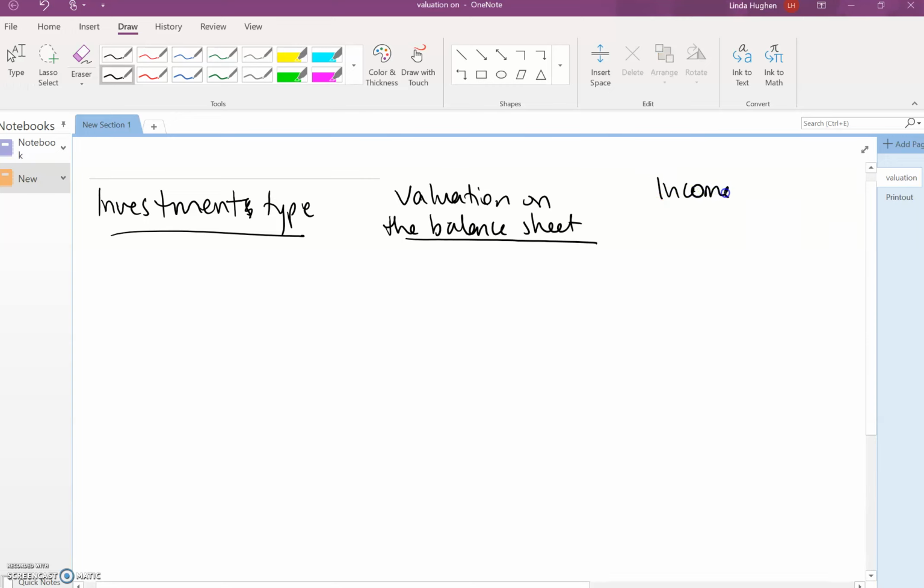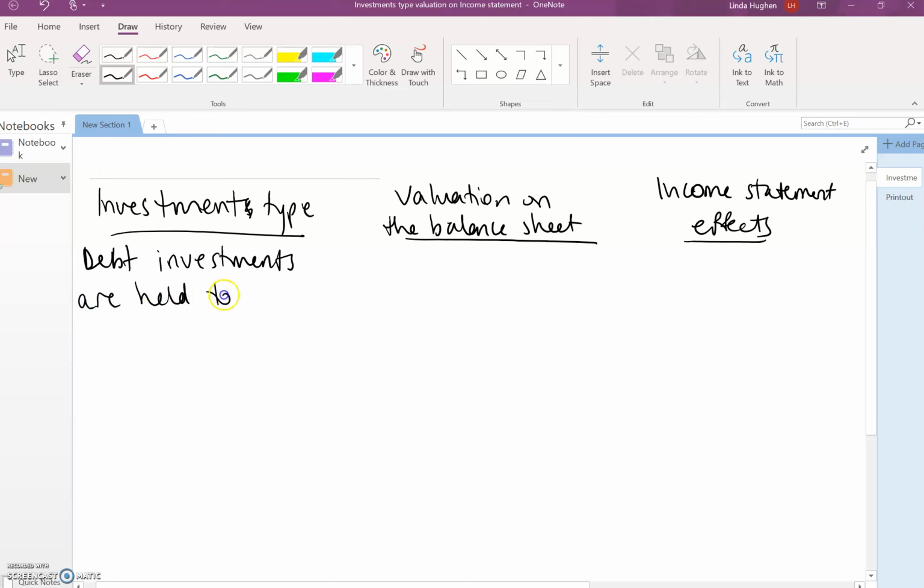The first investment type that we discussed was debt investments. Let's start with our 3 types of debt investments. And within debt, let's first start with our debt investments that are held to maturity. By debt, typically what we're talking about is investments in bonds.